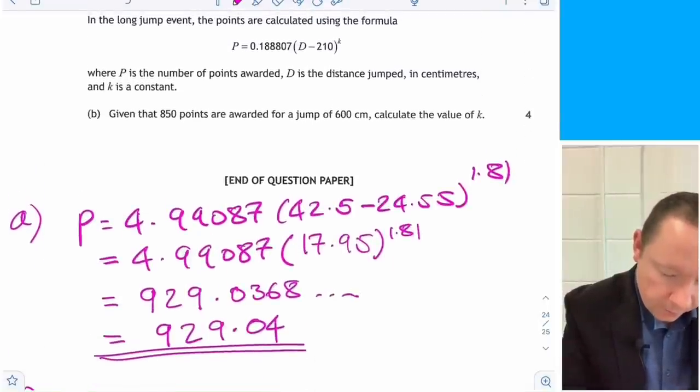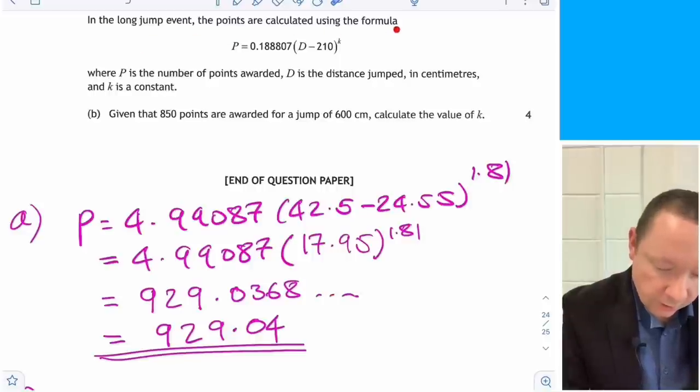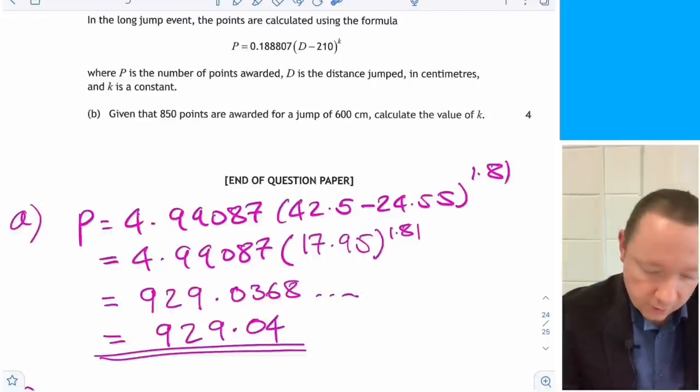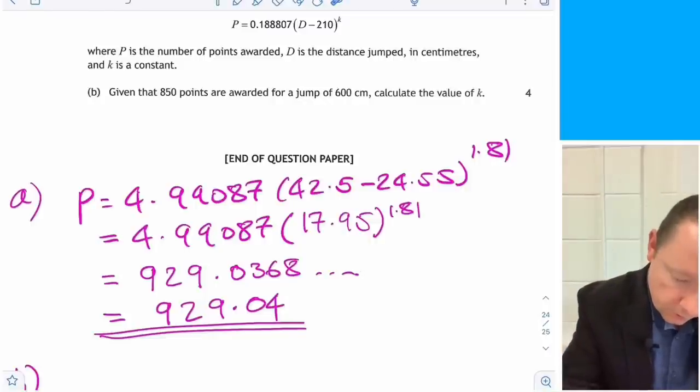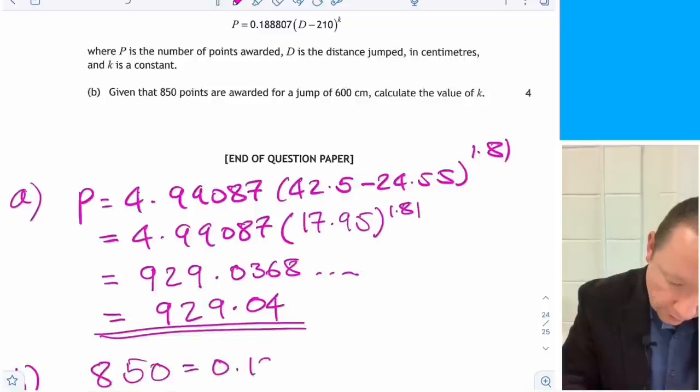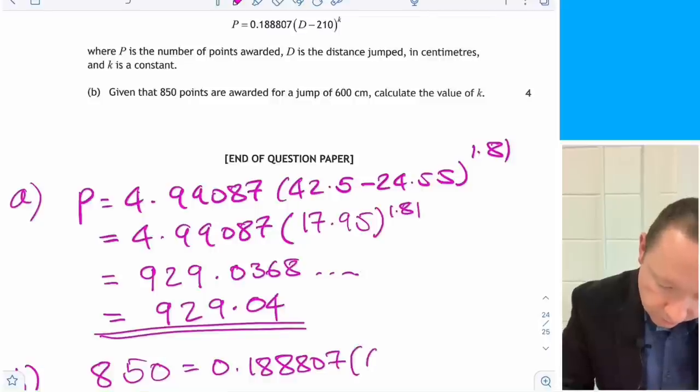Right, in part B, in the long jump event, points are calculated using this formula, where P is the points, D is the distance in centimetres, and K is a constant. It says 850 points are awarded for a jump of 600. Calculate K, so we'll just substitute in and work from there. So we've got P, which is 850, equals 0.188807 times (D, which is 600, minus 210) to the power of K.